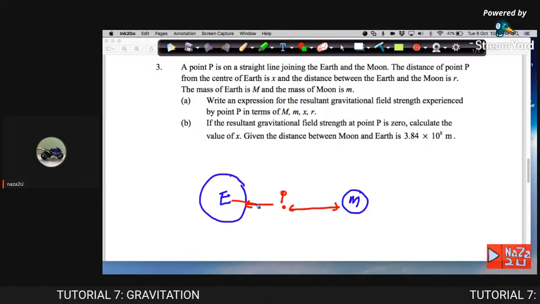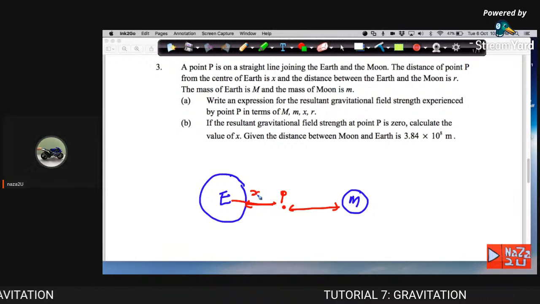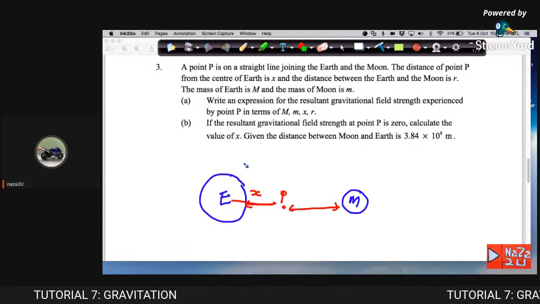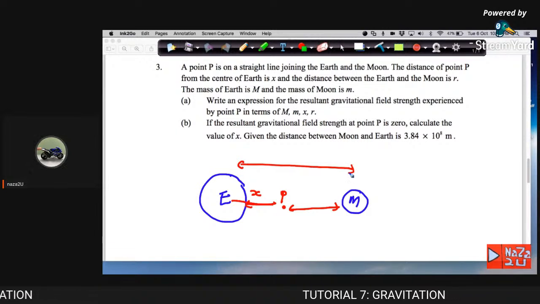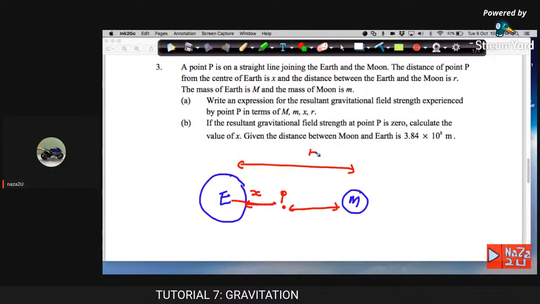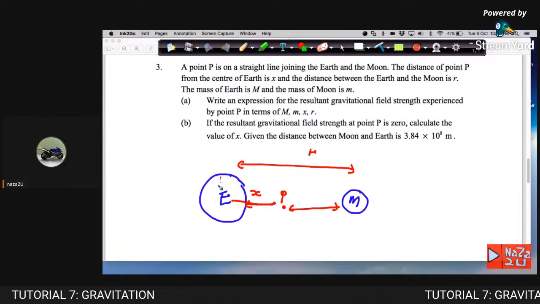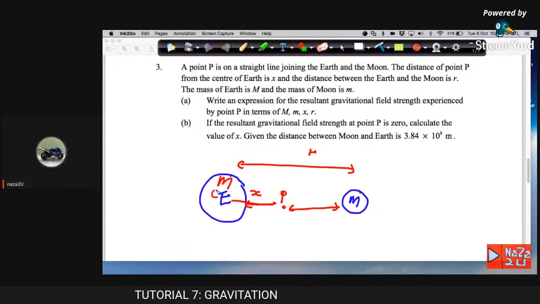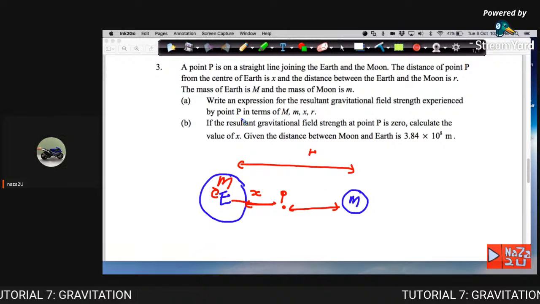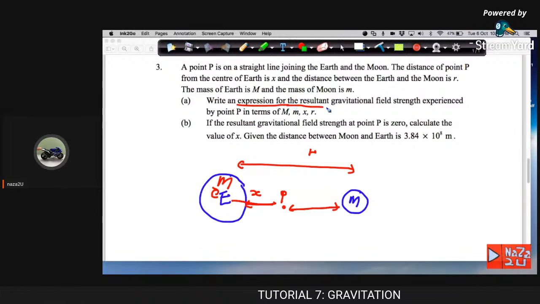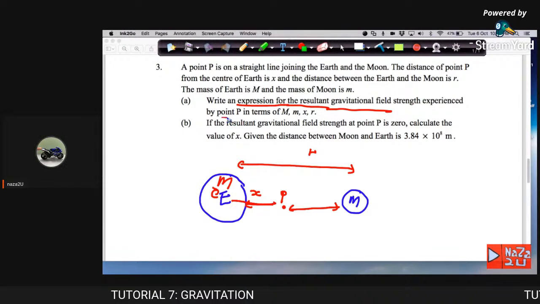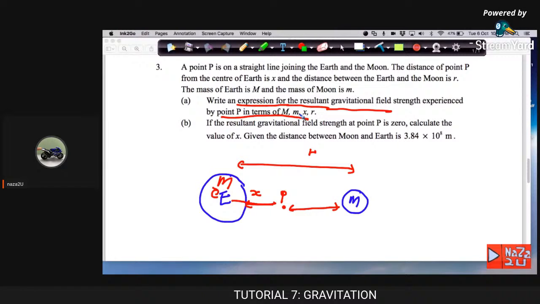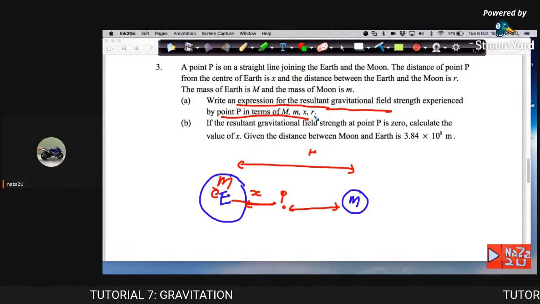The distance here from the center to the P is given by X, and distance between Earth and Moon is R. The mass of the Earth is big M, and the mass of the Moon is small m, right? Write an expression for resultant gravitational field strength experienced by the point P in the term of small m, big M, X, distance, and R.